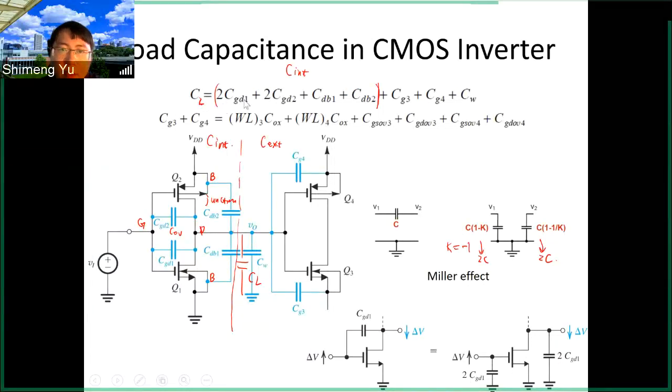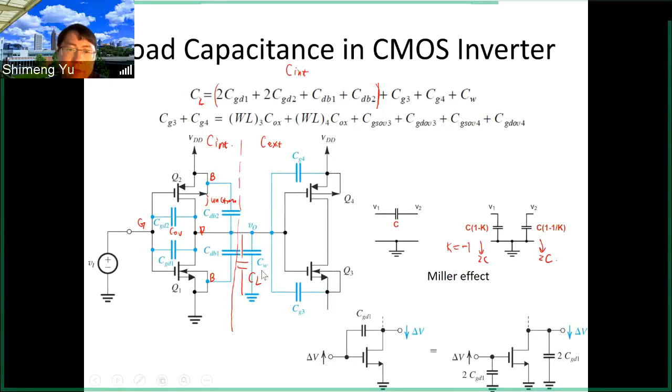And then the extrinsic on the right hand side. Those capacitances are not part of the first inverter. Those are external or extrinsic. For example, first one is this C wire. This is because from this node of the first inverter's drain to the second inverter's gate, we need to go through the interconnect wires. That's metal 1, metal 2. So the wires will contribute to some parasitic capacitance.